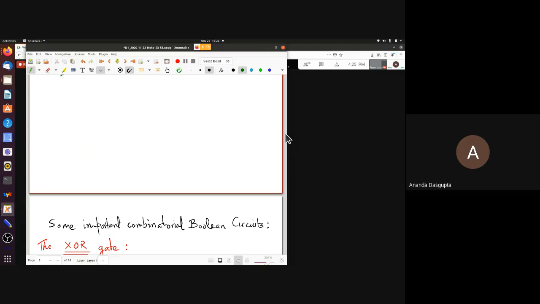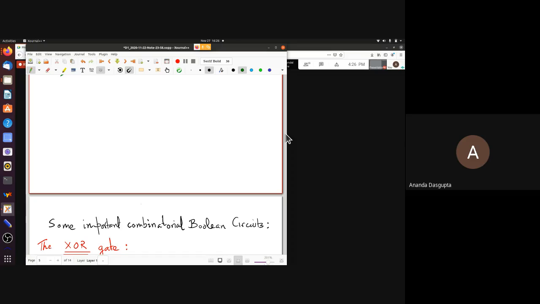Okay. So the next topic that we talk about is something which partly you already know. We will discuss some important combinatorial Boolean circuits. Combinatorial here has two important connotations. One is combinatorial because what you do is you combine Boolean gates together, all these digital gates, AND, OR, NOT, or NAND, NOR. We just combine them together and form circuits.